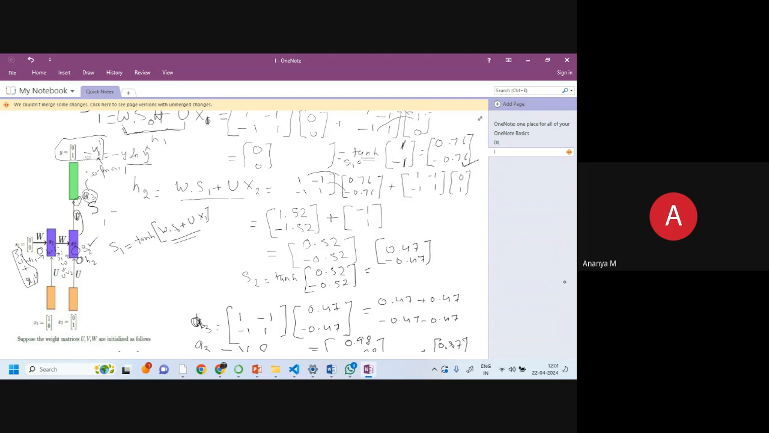Lalit ji, doubt. If you scroll down for A3, you got 0.47 plus 0.47 first element in A3, right? Yeah. Scroll a little down, more down.